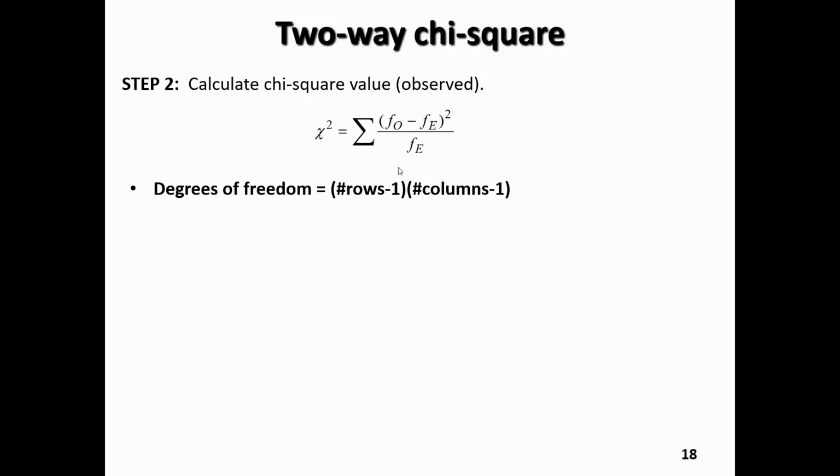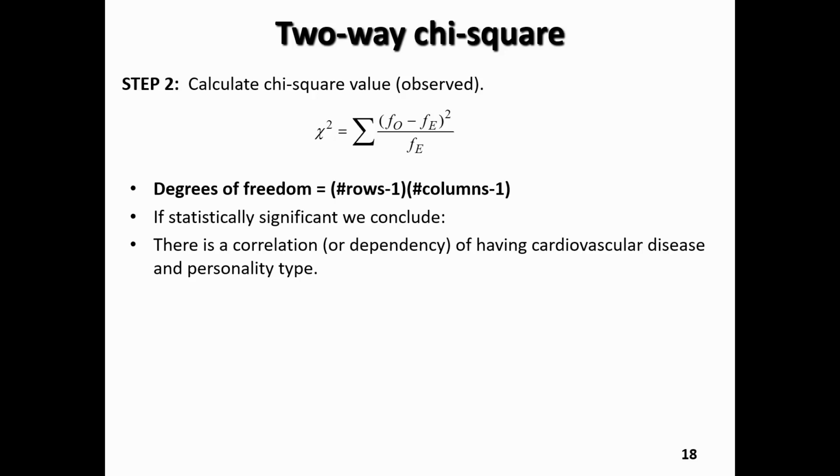In terms of the degrees of freedom, the degrees of freedom is simply the number of rows, subtract 1, times the number of columns, subtract 1. Since this is a 2 by 2 design, our degrees of freedom here will just be a value of 1. If our data is statistically significant, we would conclude that there is a dependency or a correlation between having cardiovascular disease and personality type, and then we would take a look at the data and interpret those data relative to this conclusion. So let's complete our calculation of our observed chi-square value.